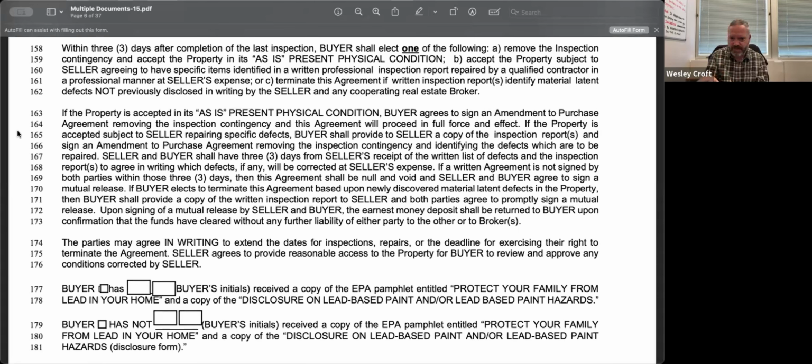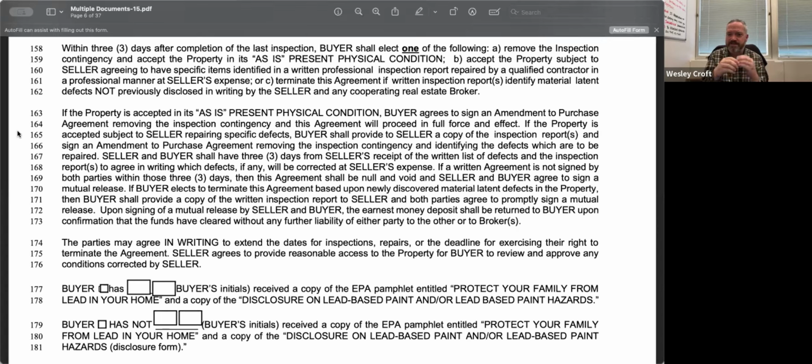So if it's accepted in its as-is present physical condition, the buyer has to sign a removal of contingency. If the property is subject to the seller repairing things, the buyer has to provide the seller a copy of the pages where those defects came up on the inspection report. Then buyer and seller have 3 days from the seller receiving those documents to actually come to an agreement.